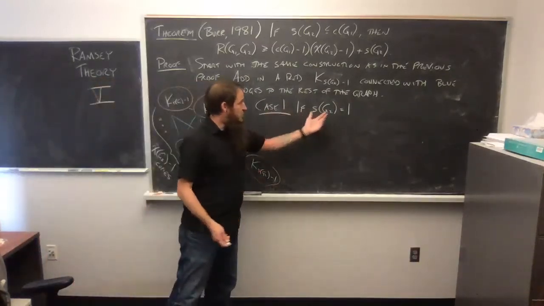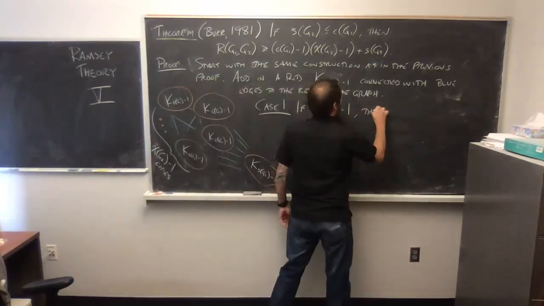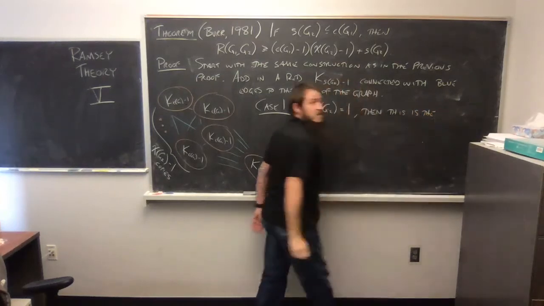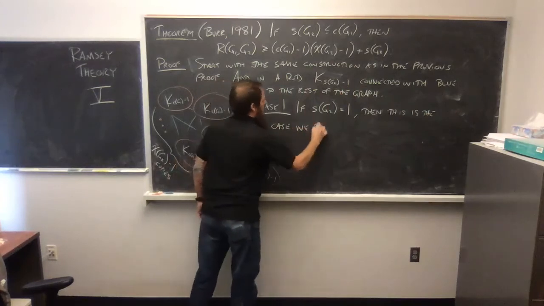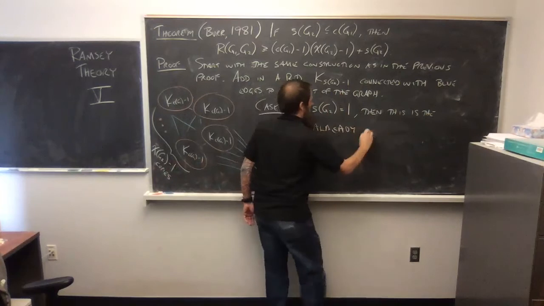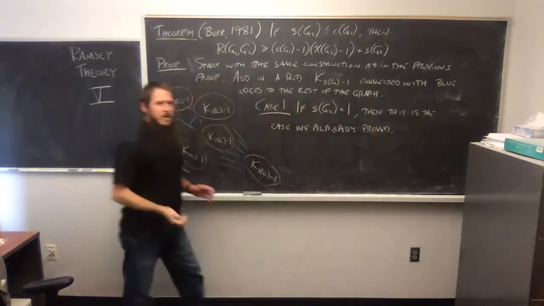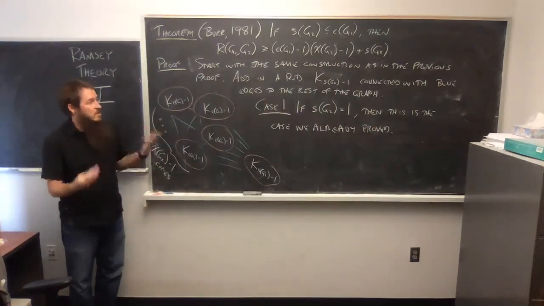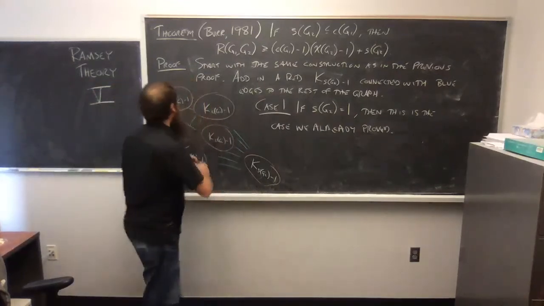So if S of G2 is equal to 1, this is the case that we proved already. So really this is only going to be interesting if this is greater than 1. That's the only case where this is going to give us some larger number. Let's take a look at case 2.